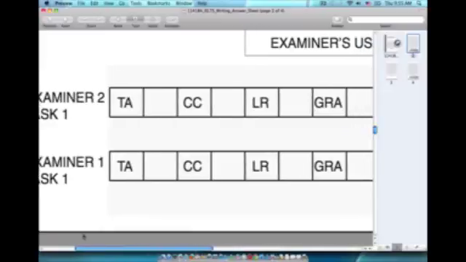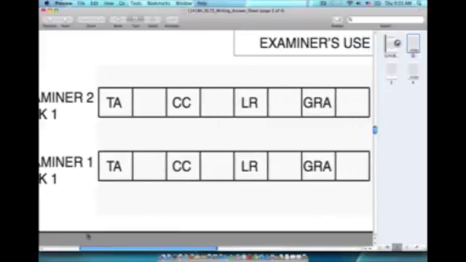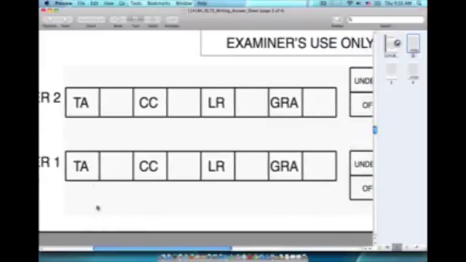And if we look at the other side here, there are some areas. Different sections refer to task achievement, coherence and cohesion, lexical resources, and grammar. And this is where the examiner would mark your level in each of these 4 areas.